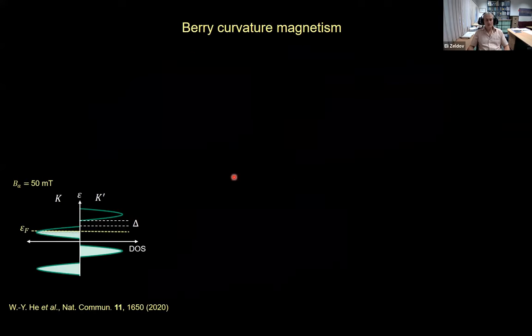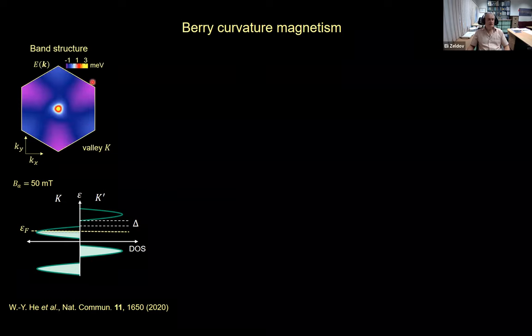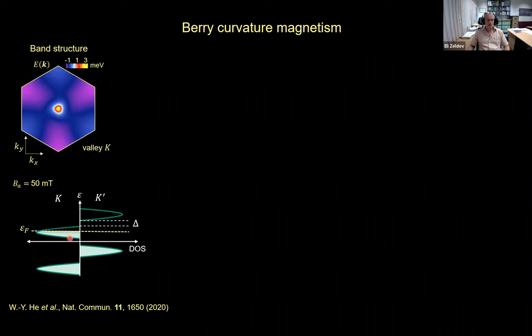So in order to make some deeper understanding of the orbital magnetization, we first do some band structure calculations. So we assume complete degeneracy lifting. So we're talking about four bands, two K bands and two K prime bands. And we ignore spin. And this is the band structure calculation of valley K, for example, of this conduction valley.